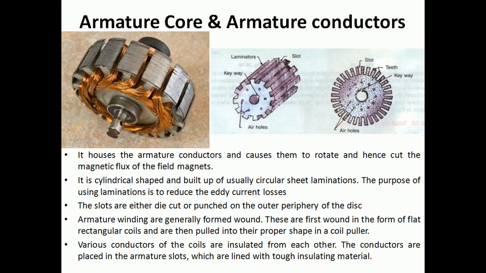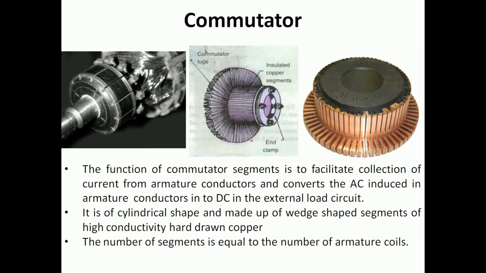So these are the main points which you must know about armature core and armature conductors. The next part you are going to study about is the commutator. The purpose of commutator is same as that of the split rings which you have studied in the working principle of a DC generator.